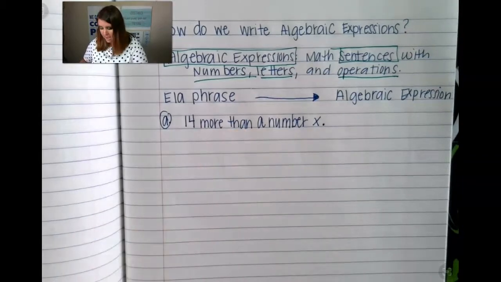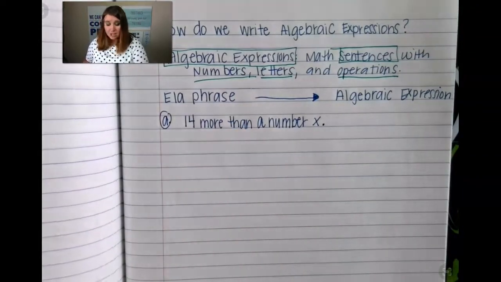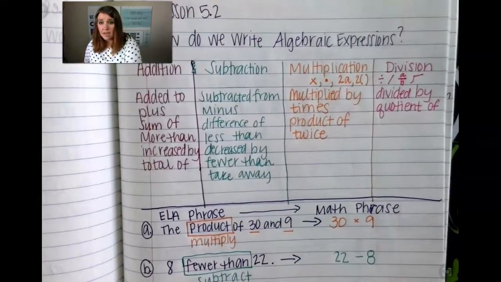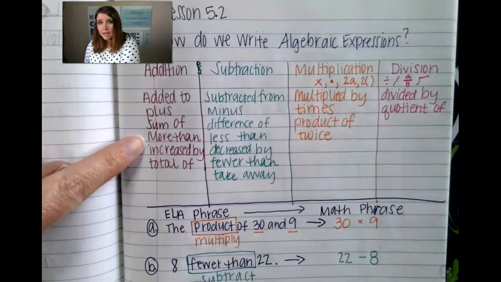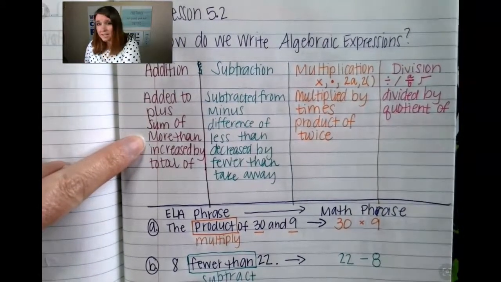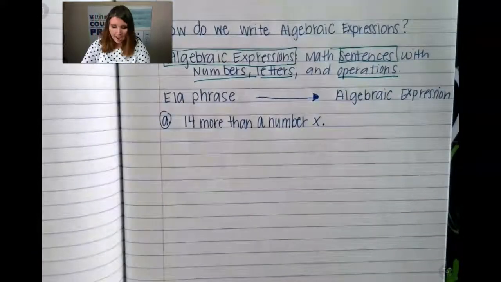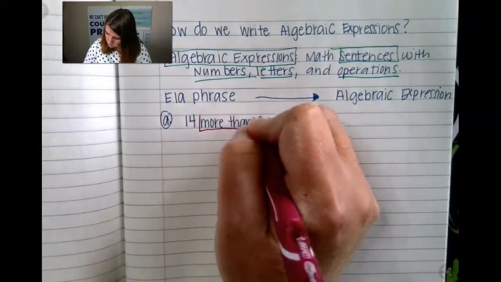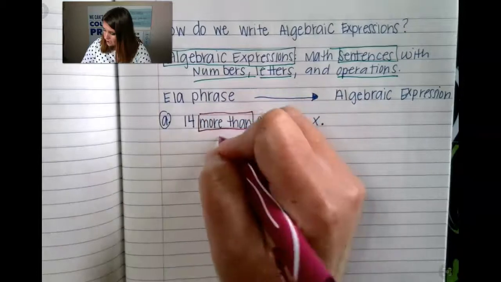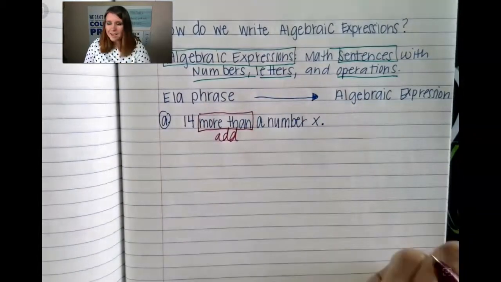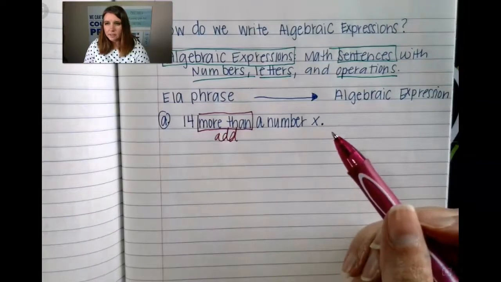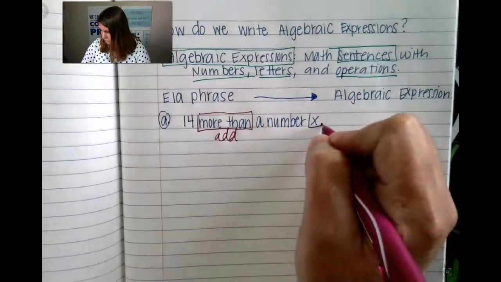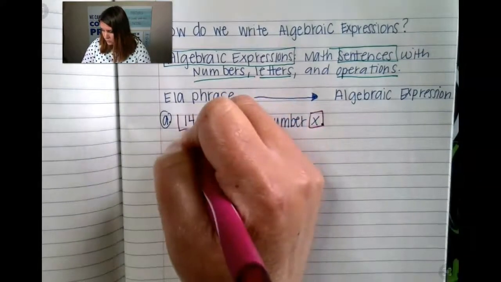We know that more than is what operation? If you don't remember, look back in your notes. More than is addition. So we know that we need to add. But what am I adding here? A number x. x isn't a number. x is a letter. What in the world? Come on, math. And I have 14.